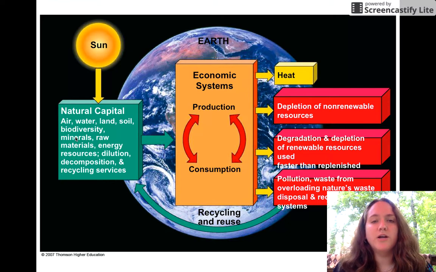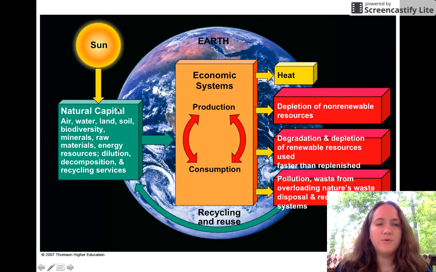This is a diagram showing how the economic process works. All your natural capital initially comes from the sun. You have your raw materials: your coal, your oil, your natural gas, your air, your water. We're putting these things into our economic system, our production and consumption cycle. Things are produced, you buy them and consume them.